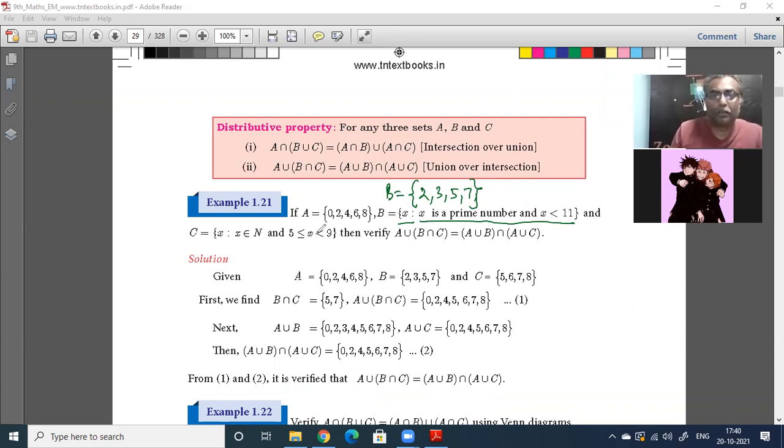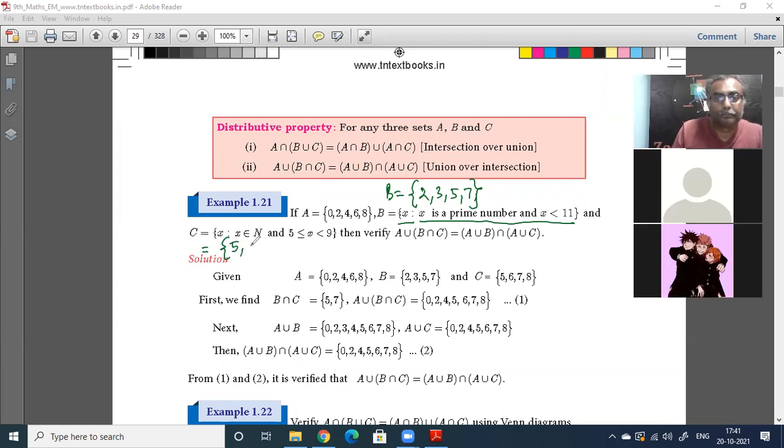Now C is also given in set builder notation, such that X is a natural number and X is greater than or equal to 5 and less than 9. Natural number, greater than or equal to 5. What is C then? It equals 5, then 6, 7, 8. Very good, Sandhya. C is equal to 5, 6, 7, and 8.